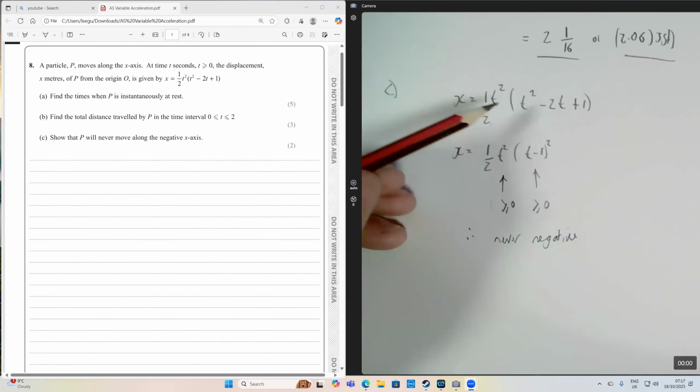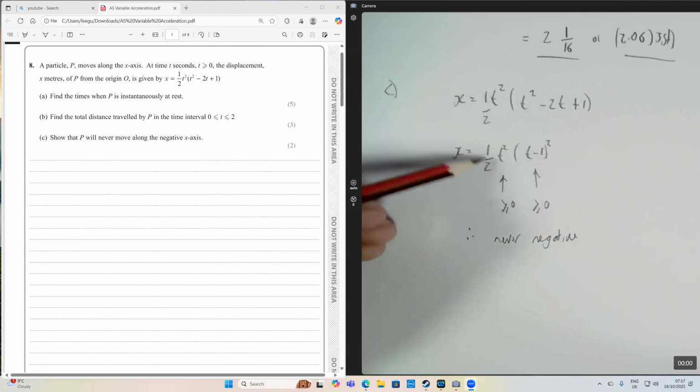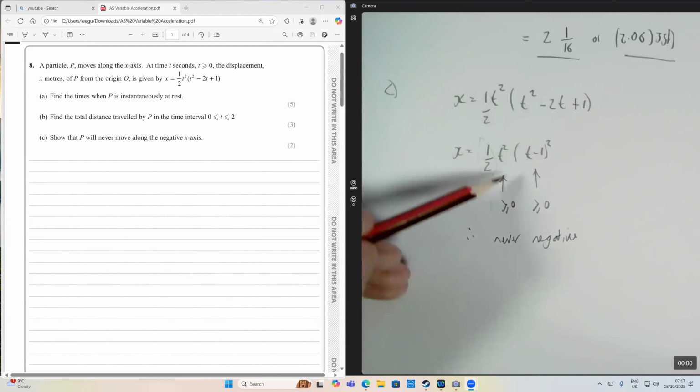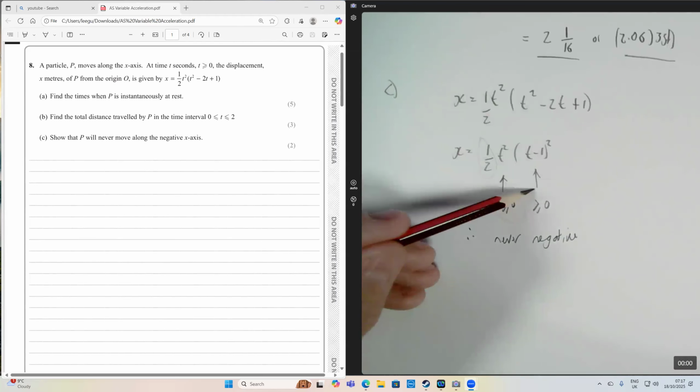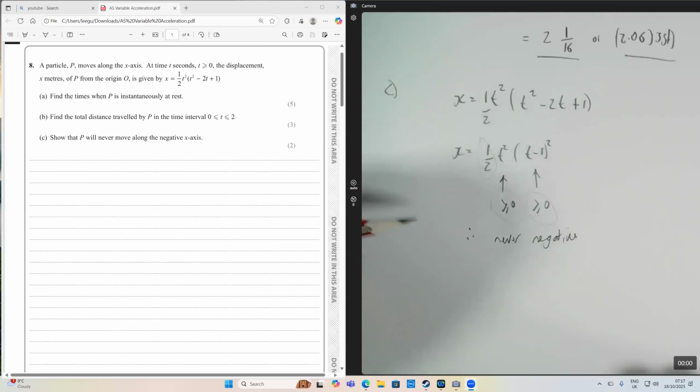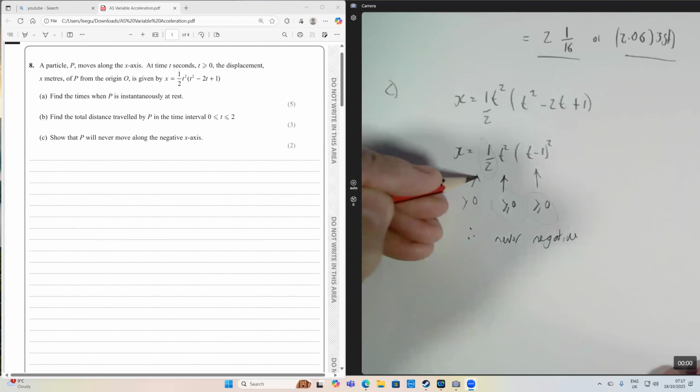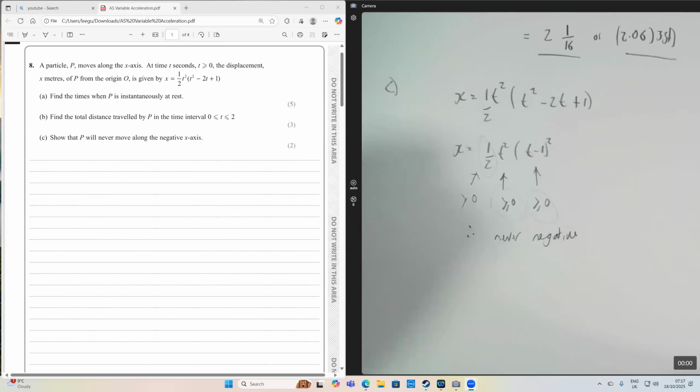So we recognise that when we factorise this, it's basically 1/2 times a perfect square. And we can just say that t squared is always going to be greater than or equal to 0. T minus 1 squared is always going to be greater than or equal to 0. 1/2, by definition, is greater than 0. So therefore, the whole expression for x can never be negative, because none of the 3 individual components can ever be negative. And that is how we can see that that is the case.